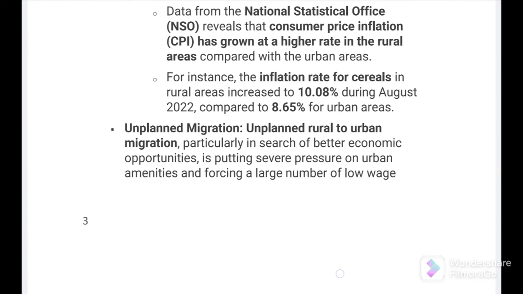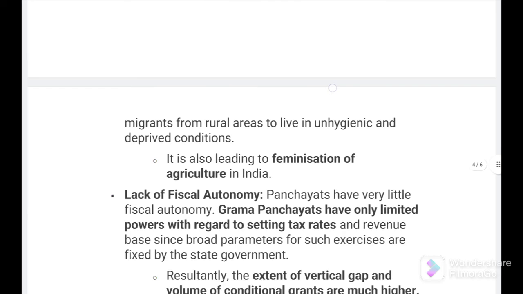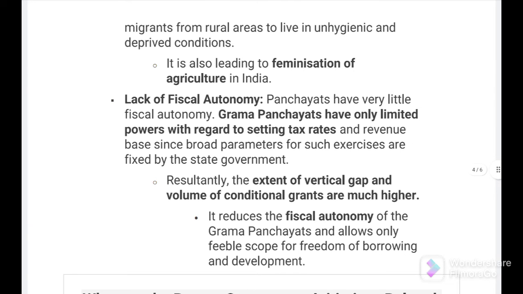Unplanned migration. Unplanned rural to urban migration, particularly in search of better economic opportunity, is putting severe pressure on urban amenities and forcing a large number of low-wage migrants from rural areas to live in unhygienic and deprived conditions. It is also leading to feminization of agriculture in India.